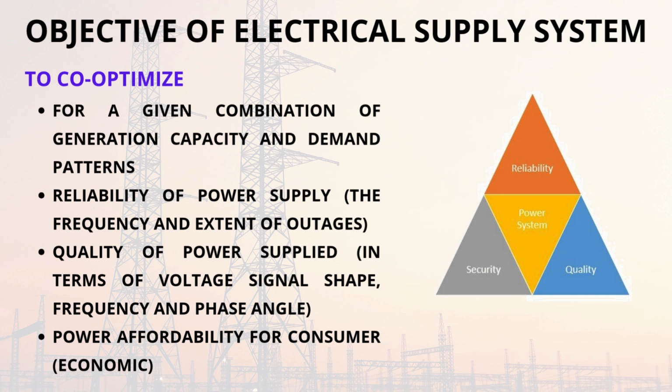Got it. Reliability, quality. What's the third leg of the stool? The third, and this is always a major constraint, is power affordability for the consumer. The economics. Achieving top-notch reliability and quality is great, but it has to be balanced with what's economically viable. For consumers, yes, but also for the utilities. Because upgrades cost money. Exactly. If electricity gets too expensive, it hurts the economy, impacts industries, creates social issues.